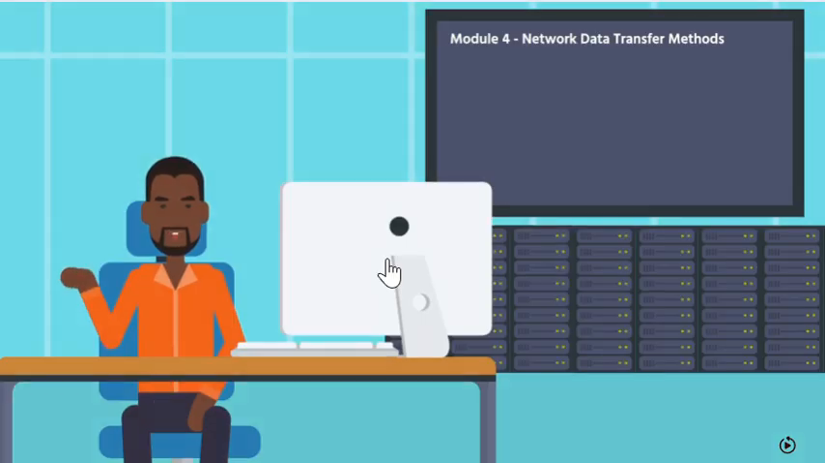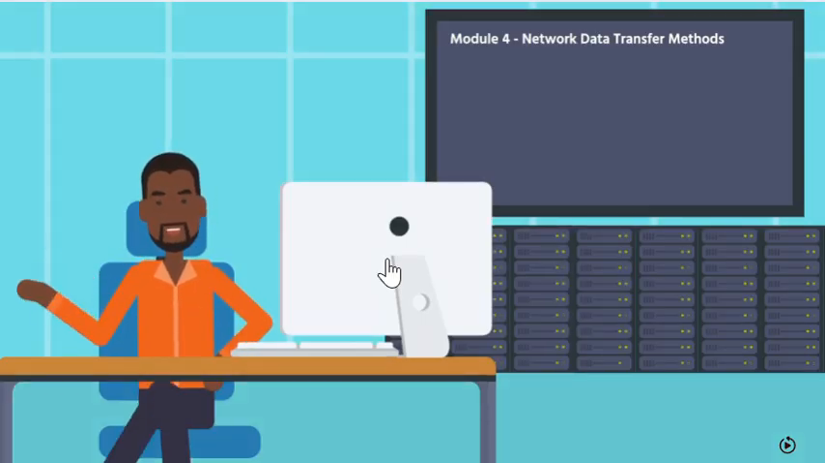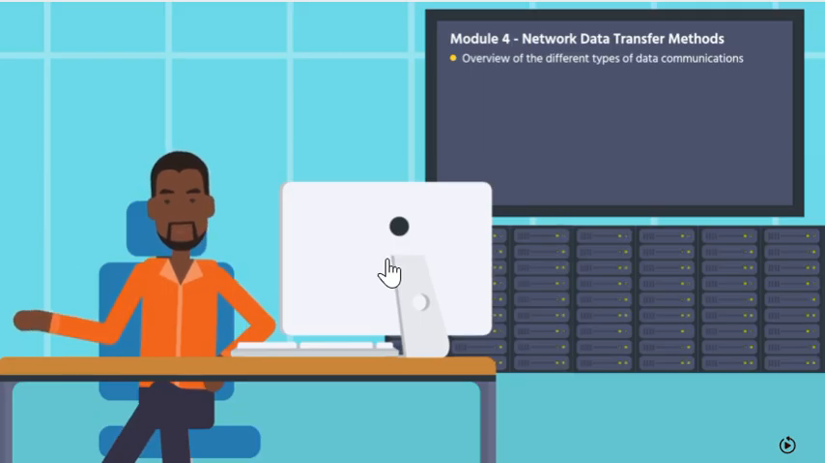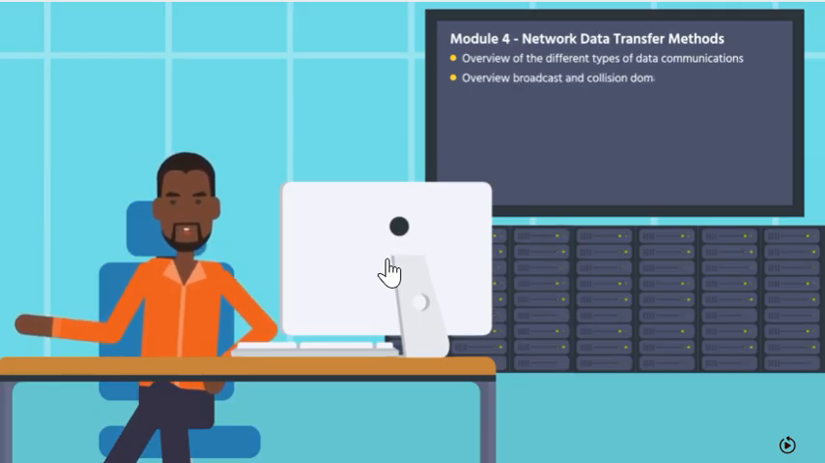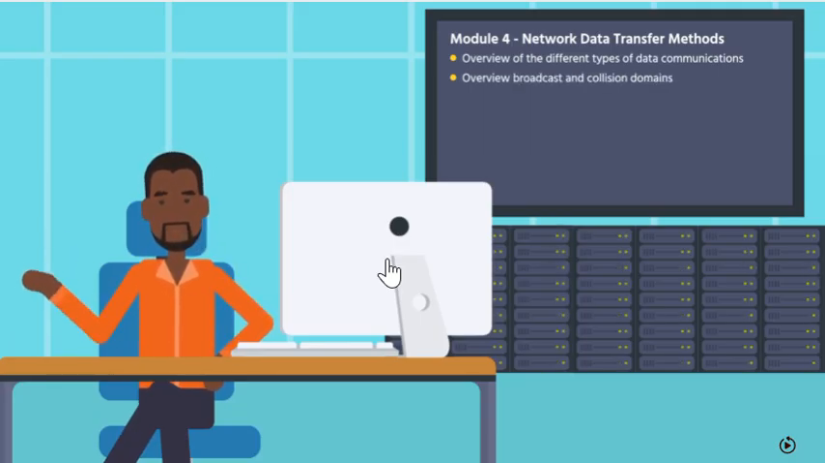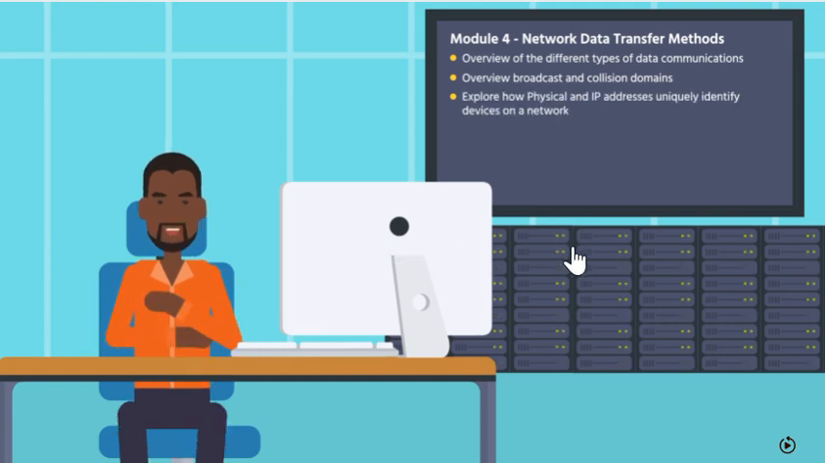You have reached the end of Module 4. In this course, we began with an overview of the different types of data communications, followed by an introduction to broadcast and collision domains. Next, we uncovered how physical and IP addresses uniquely identify devices on a network and facilitate the smooth routing of data packets to their intended destinations.